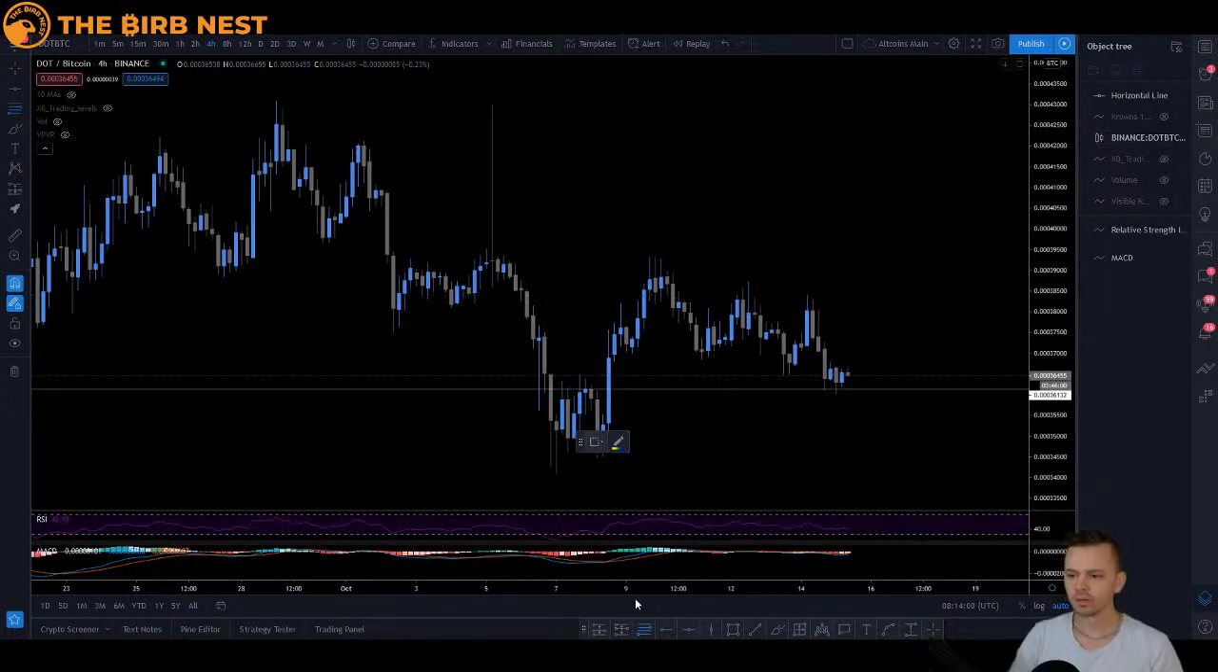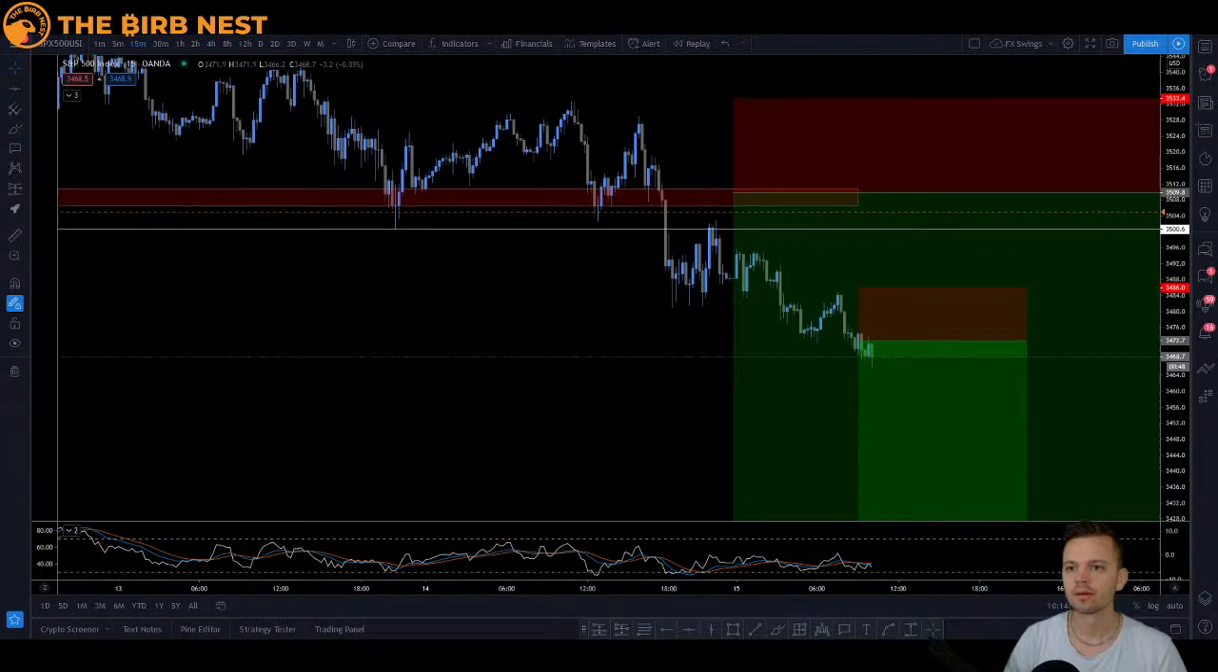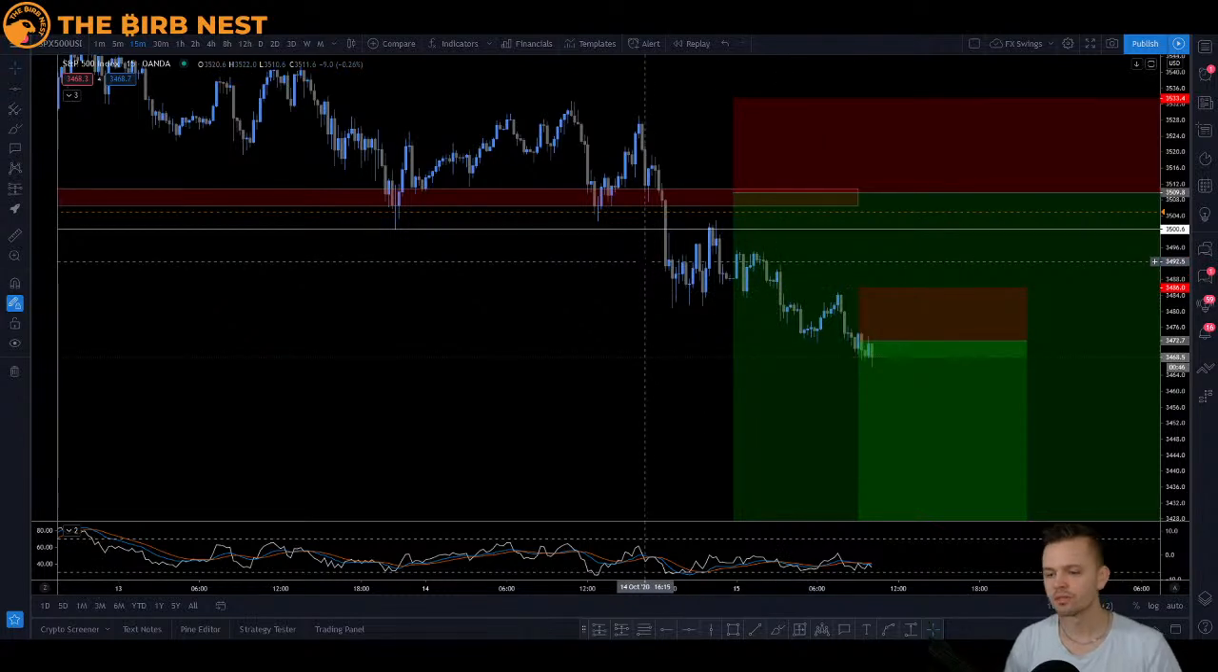All right. So I'm adding the fibs here to dot BTC. Was it dot BTC or dot USDT you wanted me to look at? The S&P 500 short is looking all right.